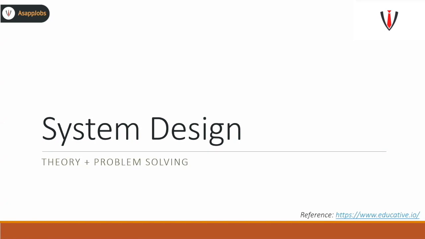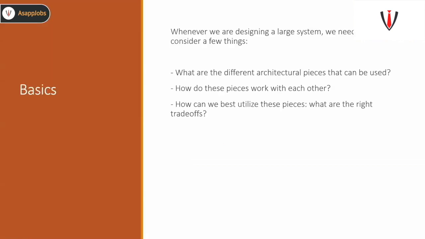Yeah. So again, there are going to be multiple examples, right? And the important thing to understand is that a lot of these various problems that we solve will use those same abstractions, those same building blocks. So what we want to make sure is that we understand those basic blocks well, and then we know how to club them up and solve the problem, right? Yeah. So basically, whenever we are designing a large system, we need to consider a few things, like what are the architectural pieces, how these pieces work together, and how we can utilize them.